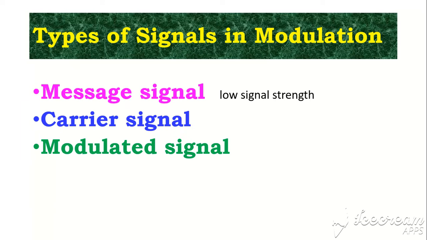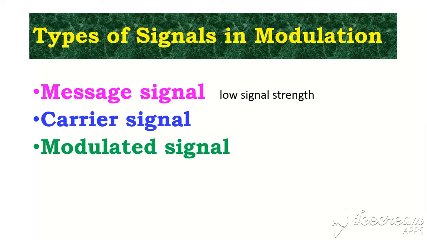Then the carrier signal. The carrier signal is a high energy or high frequency signal which has characteristics or parameters like amplitude, frequency and phase but contains no information. It is also simply referred to as the carrier, and it is used to carry the message signal from transmitter to receiver. The frequency of the carrier signal is always more as compared to the data signal or message signal.